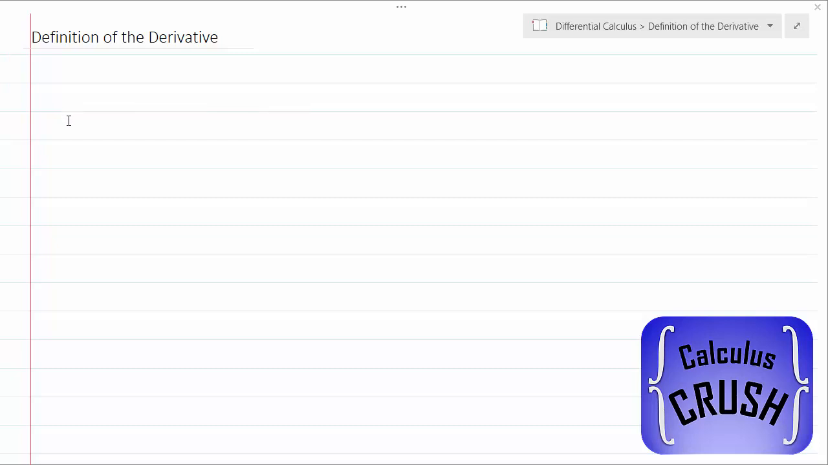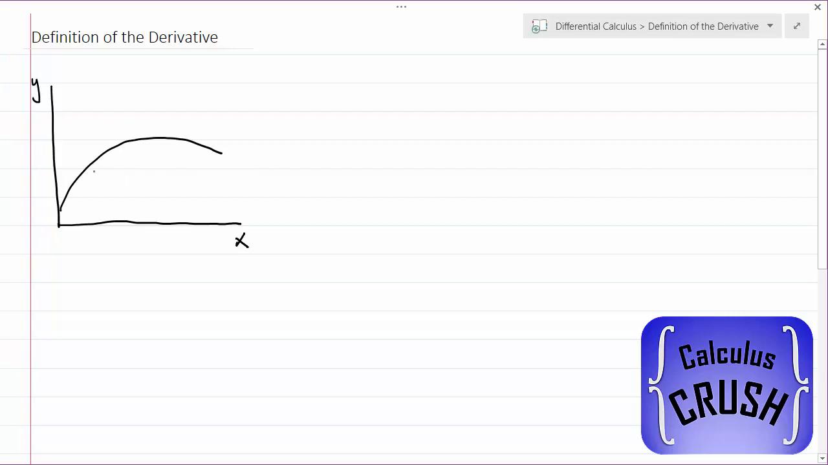In order to understand the derivative, we need to be able to figure out the slope of a line. So let's draw a graph and a function. I'll draw my y-axis here and my x-axis here. And now I'm just going to draw any old function. I'll just draw like a big curve, something like that.